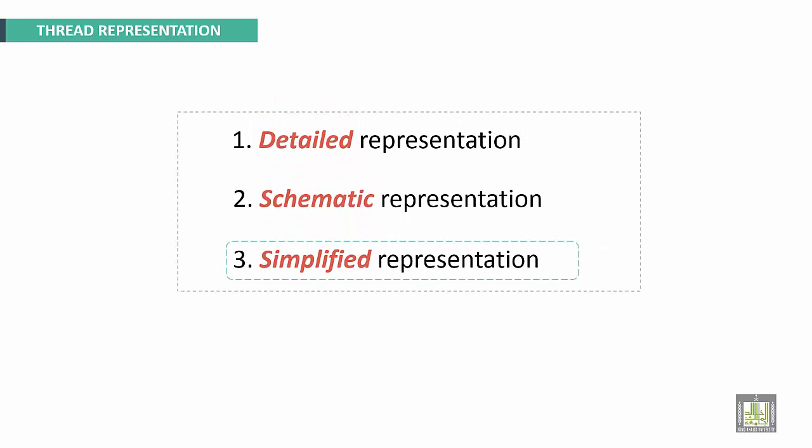To make a representation for thread, we have three types of representations. First one is called detailed representation. Second one is called schematic representation. And third one is called simplified representation. And this one we will use during this course.